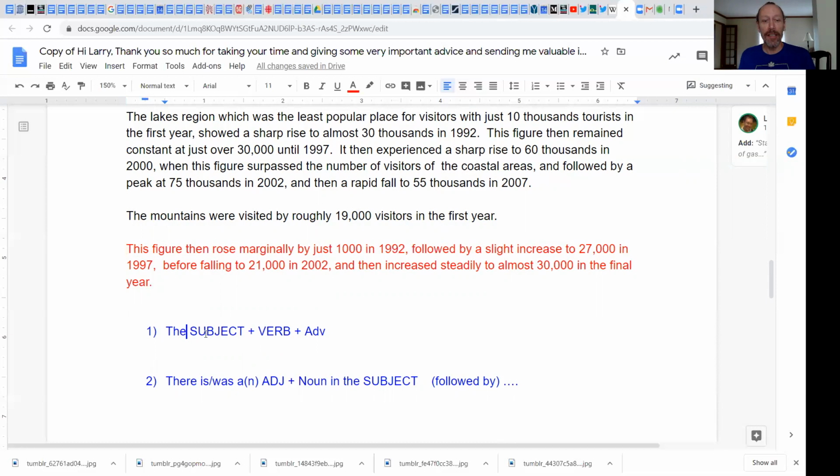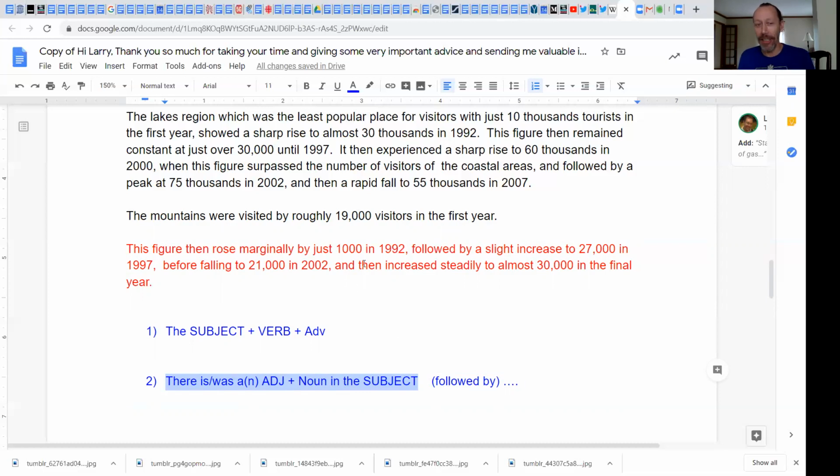One is like this: the subject plus the verb plus the adverb. The number went up dramatically, right? Or the second one is this: there is a dramatic increase in the number. Okay, but what happens when you have to talk about more than one change? We should keep it in the same grammatical form. And that's what's wrong with this sentence.